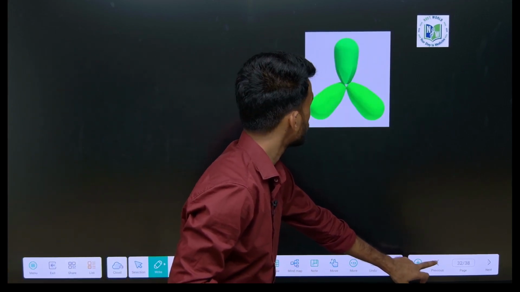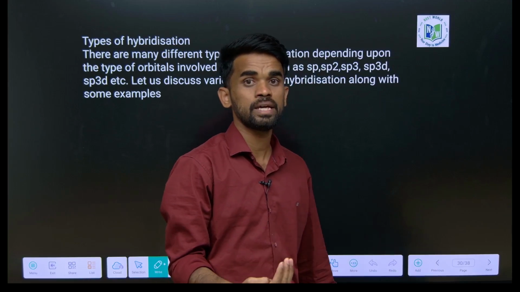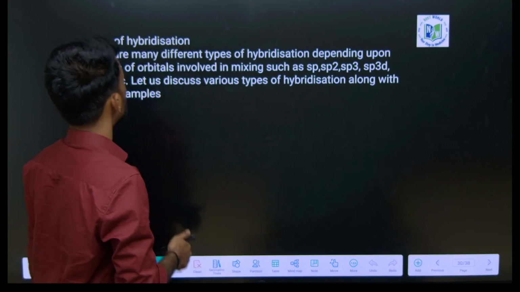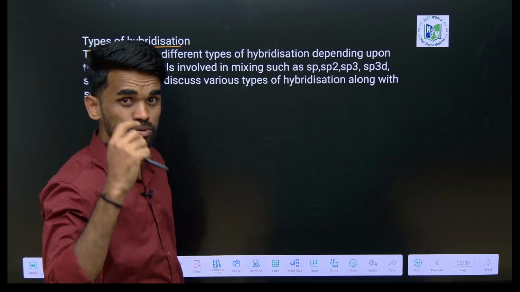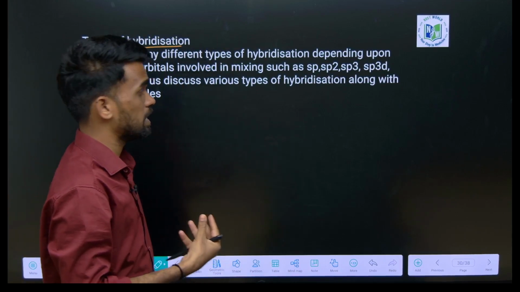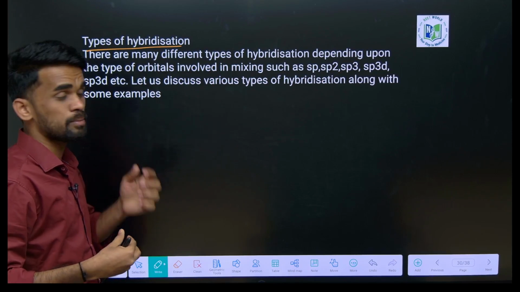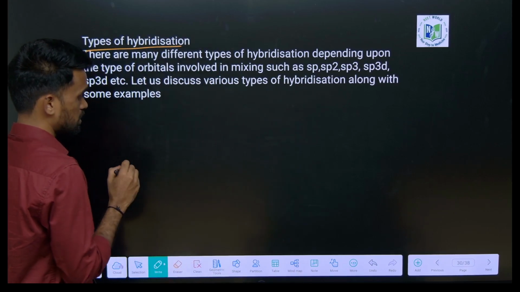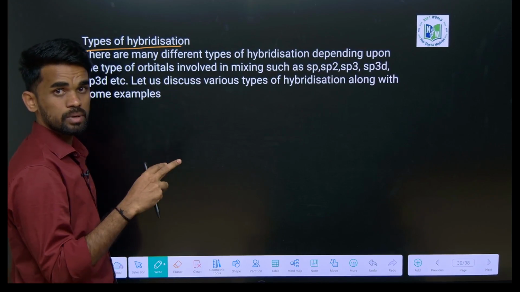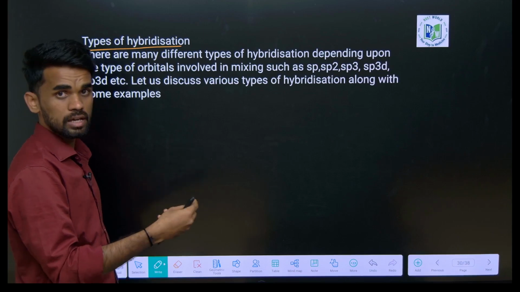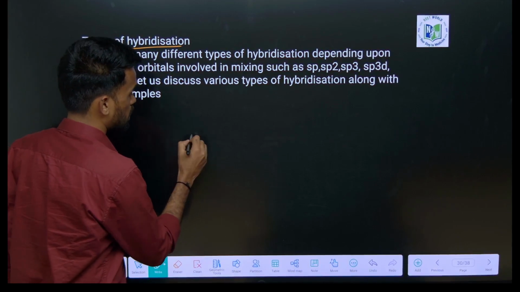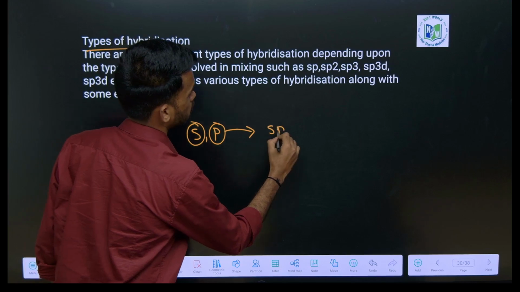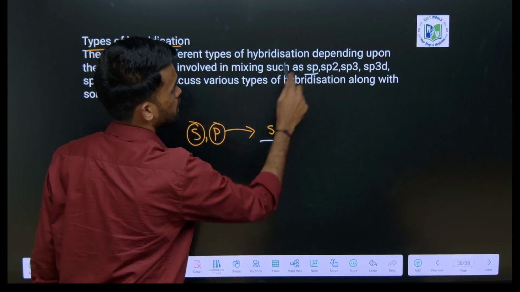And the next thing is, we have directly gone through sp3 hybridization, but before that we also have some other types of hybridization. What are those? In order to make you understand better, I directly went through sp3 hybridization. In some cases we have only two atomic orbitals intermixing to form a molecule. Let us say the two atomic orbitals s and p are intermixing. This results in sp hybrid orbitals, and the hybridization is called sp hybridization.